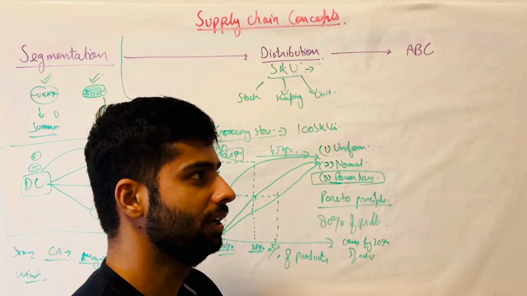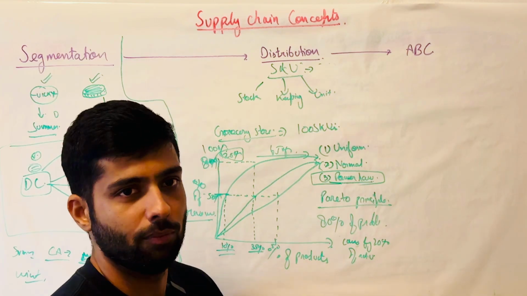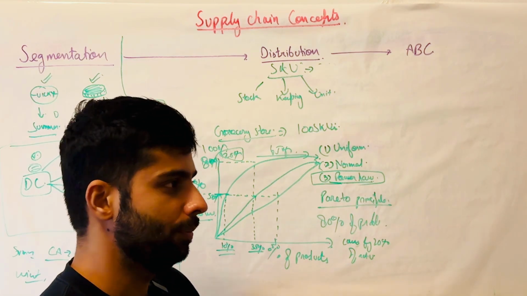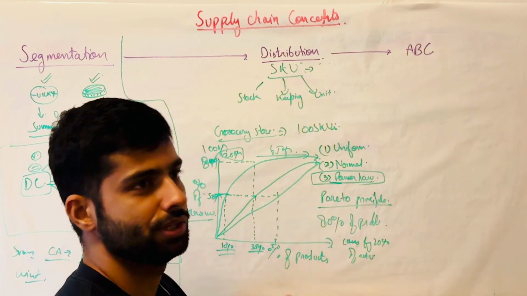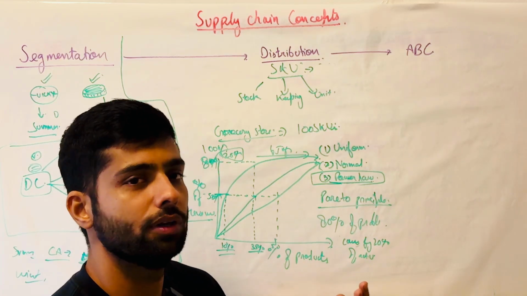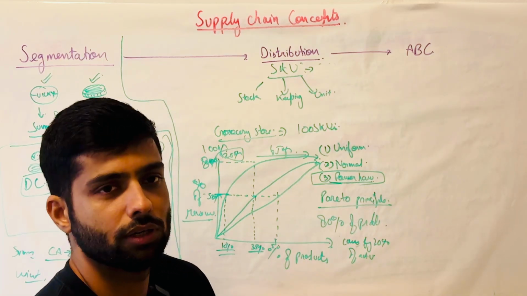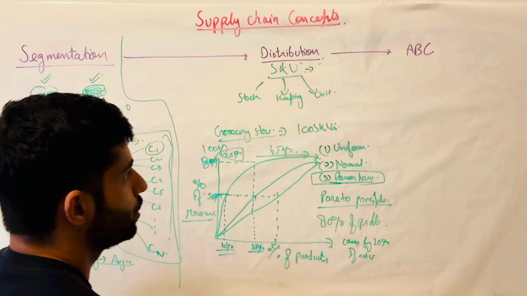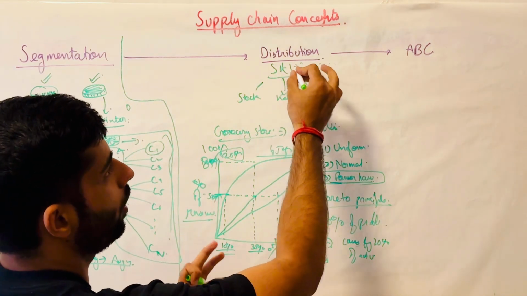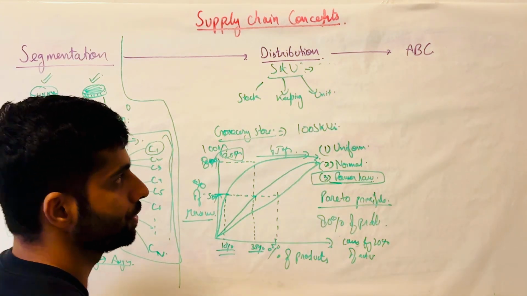For example, let's say I'm doing a class, I'm giving a lecture somewhere. I'm 100% sure that only 20% of the students are going to ask 80% of the questions. The rest, most of the class, is going to be silent. So this is how we look at the distribution of SKUs.